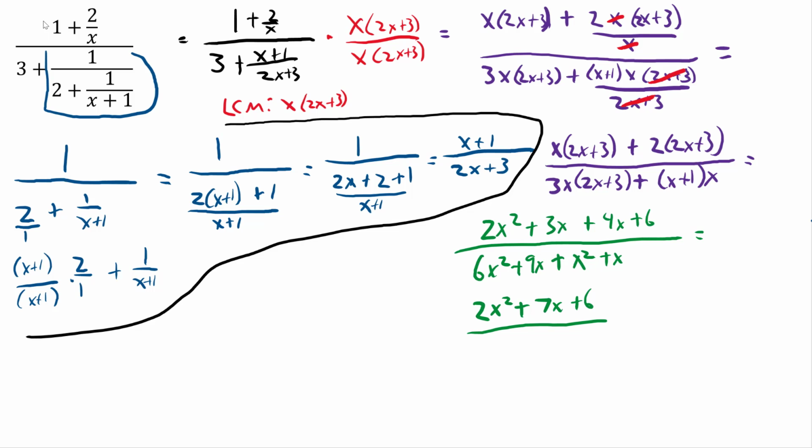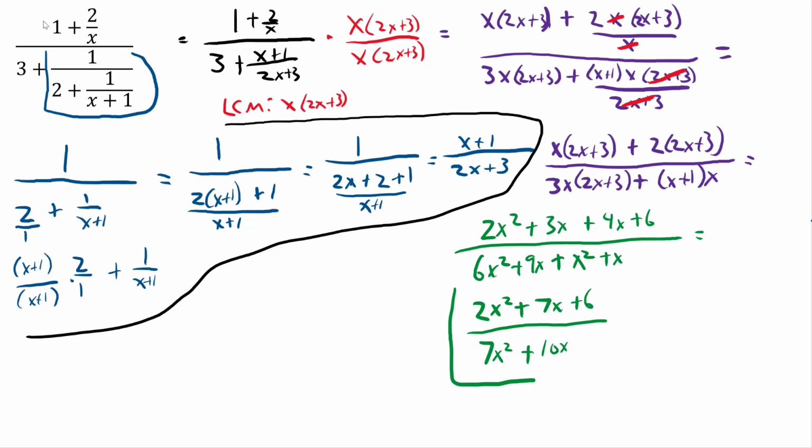And for the denominator, we should get x squared as what we got to start with. We have a 6x squared and just a 1x squared, so 6 plus 1 is 7x squared. And then we have 9x plus 1x, so this should give us plus 10x. Alright. And with that, that is as simplified as we can get it.